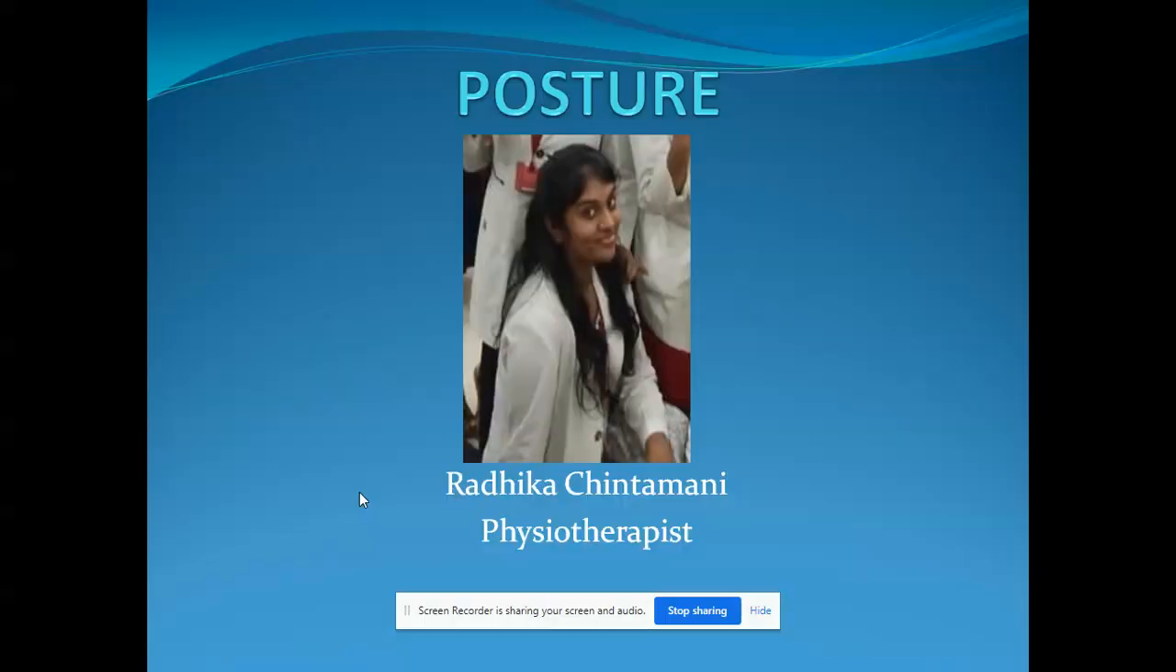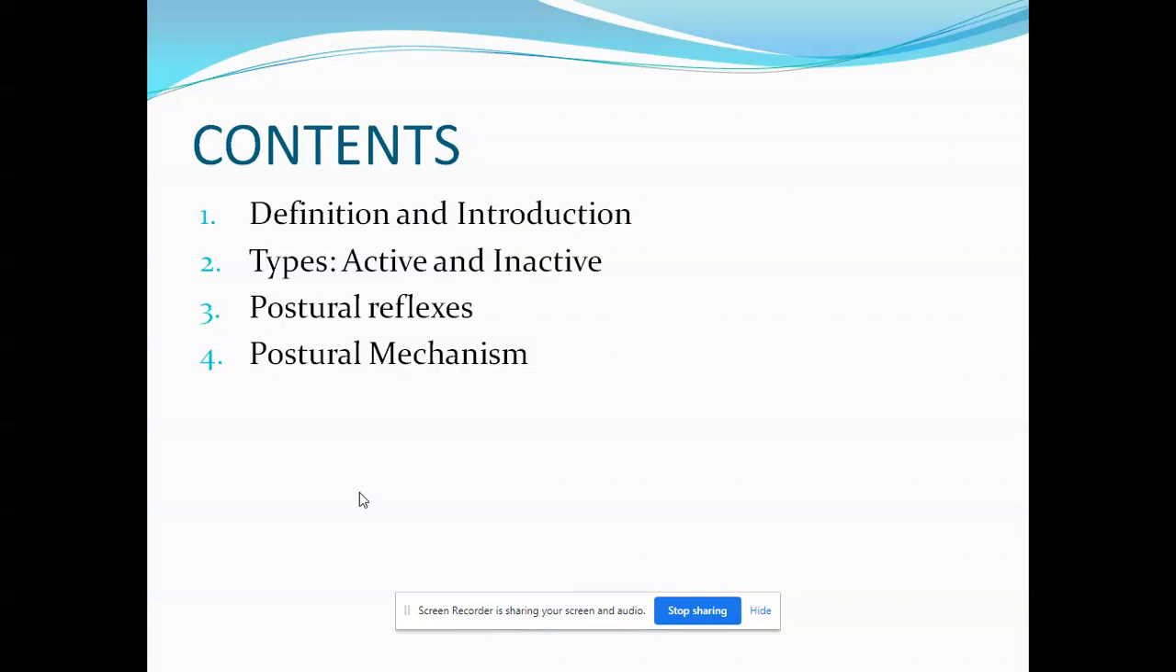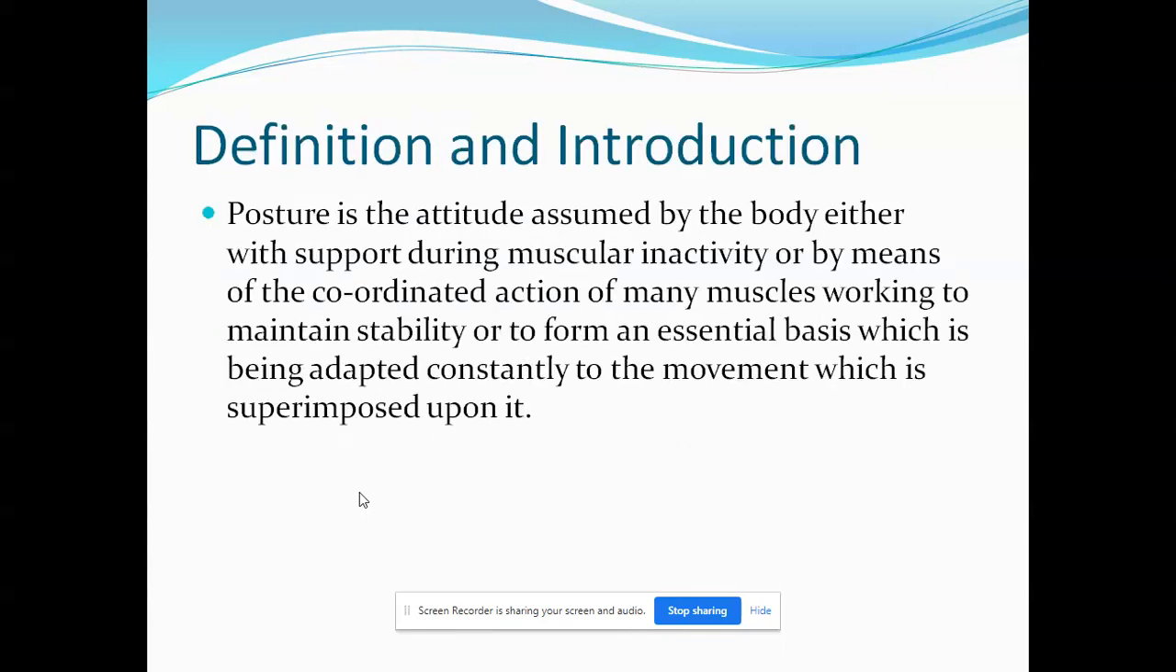Good morning, everyone. Today we'll be dealing with the topic posture. Contents will be definition and introduction, types, active and inactive posture, postural reflexes, and last one, postural mechanism.